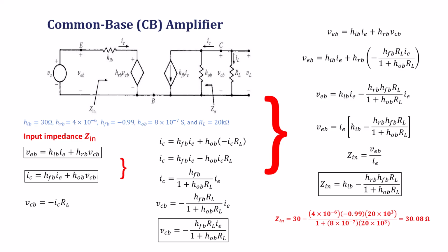That's a very small input impedance, exactly the low input impedance we'd expect from a common base amplifier. And it's why this configuration is so well suited to low impedance signal sources.